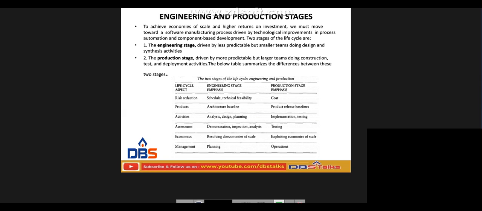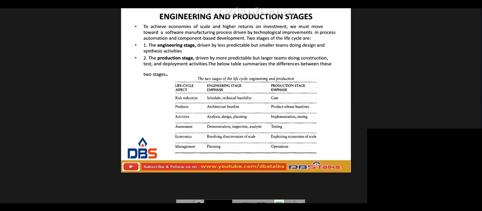Next one, engineering and production stages. To achieve economies of scale and higher returns on investment, that is ROI, we must move toward software manufacturing processes, driven by technological improvements in process automation and component-based development. In the second unit we discussed what component-based means and what automation tools we use for the particular processing. Okay, so here we can implement two stages, the engineering stage and the production stage.